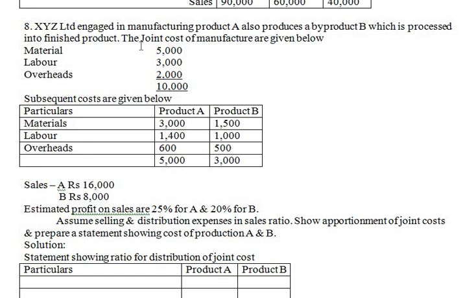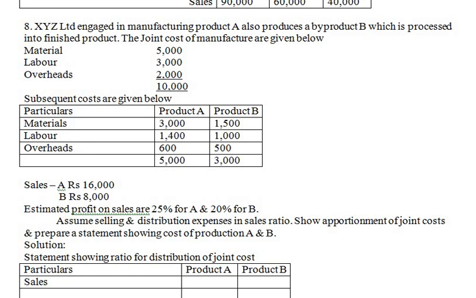Now assume selling and distribution expenses in the sales ratio. We are going to consider it as per sales ratio only, and they have asked us to show apportionment of joint cost, and to prepare a statement showing cost of product A and B. Okay, so this is the problem. Now next line, write down a statement showing ratio for distribution of joint cost. This is again the reverse format of the cost sheet.